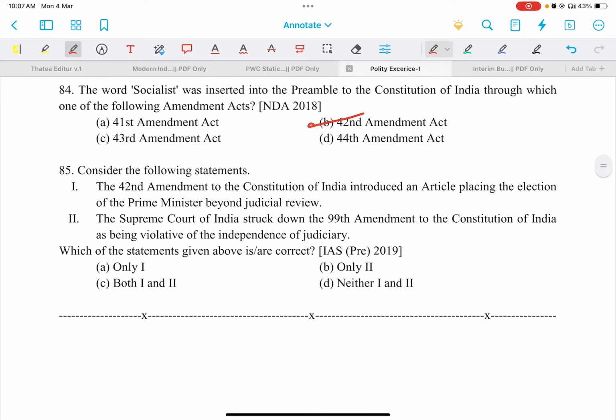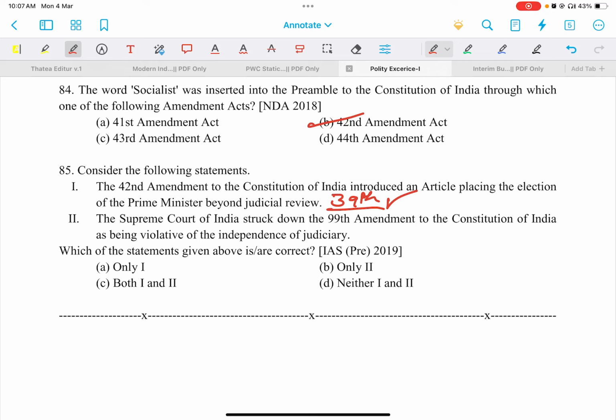85. Last question. Consider the following statement. The 42nd Amendment to the Constitution of India introduced an Article placing the election of the Prime Minister beyond judicial review. That was the 39th Constitutional Amendment Act.